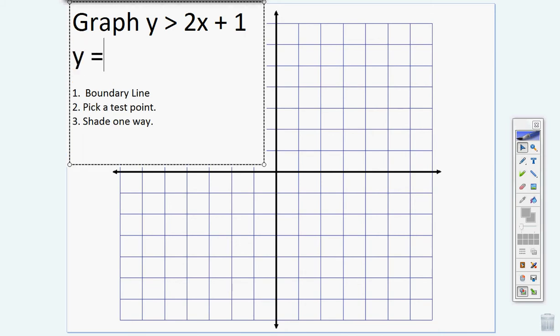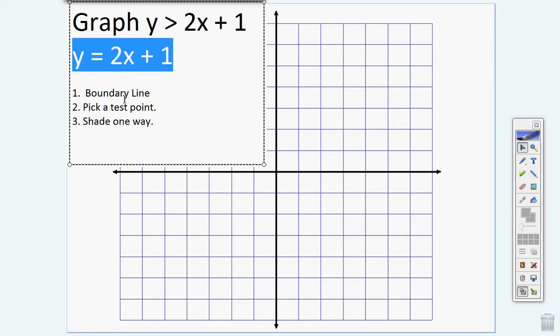Our boundary line is y equals 2x plus 1. So what we're going to do is have the students sit down and pay good attention as we go over this.